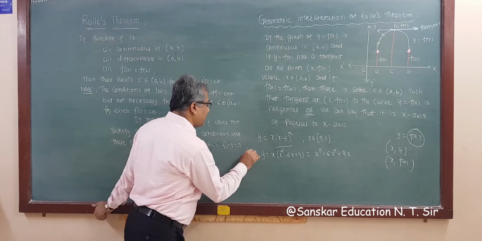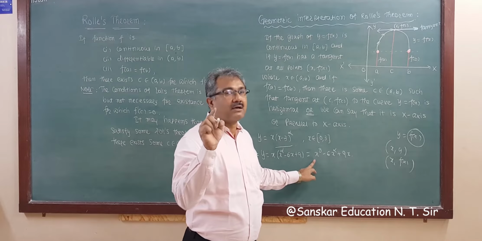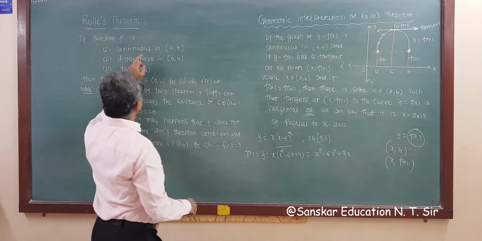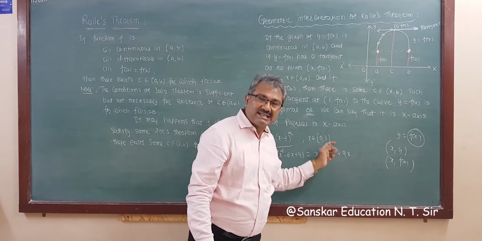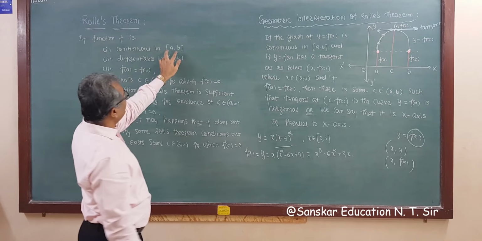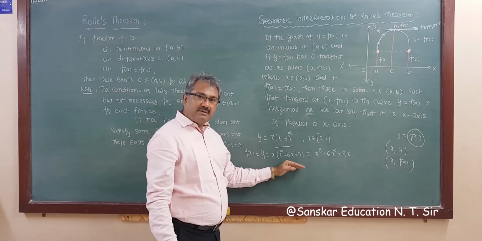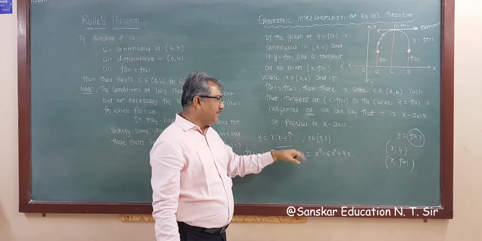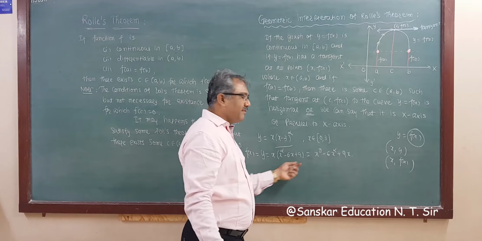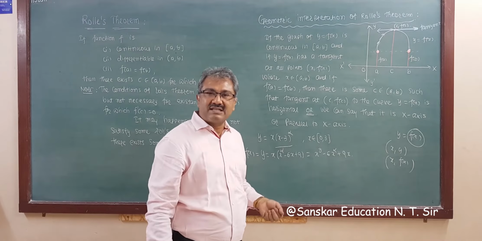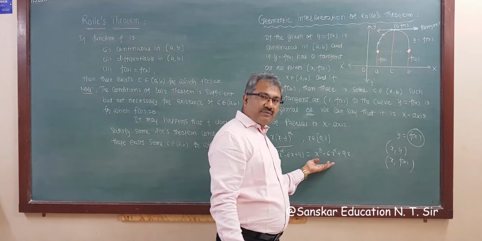This y is equal to f(x), a polynomial function, and you know a polynomial function is always continuous. So the first condition of Rolle's theorem is satisfied. This function is continuous in the closed interval 0, 3. Instead of the closed interval a, b, it is given here as the closed interval 0, 3. Also, this is a differentiable function. You know a polynomial function is always differentiable in its range, so it is also differentiable on 0, 3.